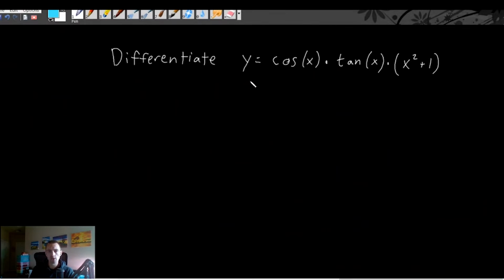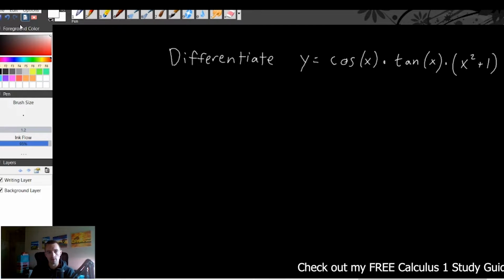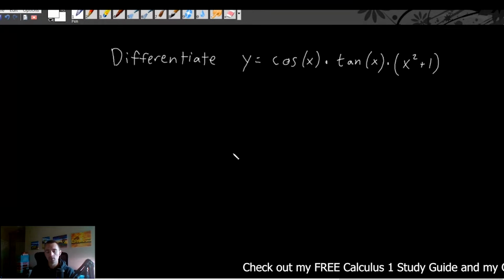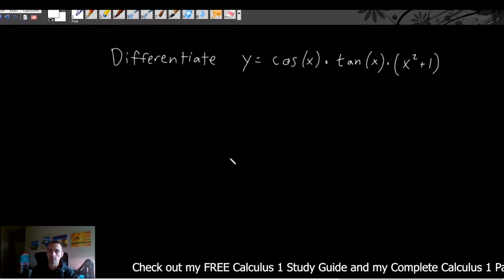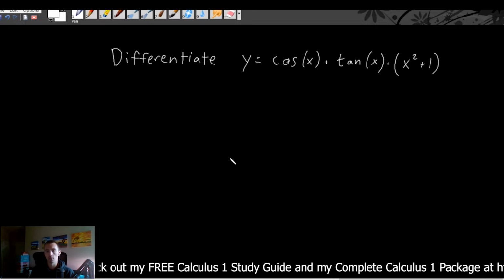We're going to differentiate y equals cosine of x times tan of x times (x squared plus 1). So this is a little bit of a trick question I wanted to throw in here. There's a couple ways we could approach this. One is going to be much easier than the other. So I wanted to just kind of bring that up.